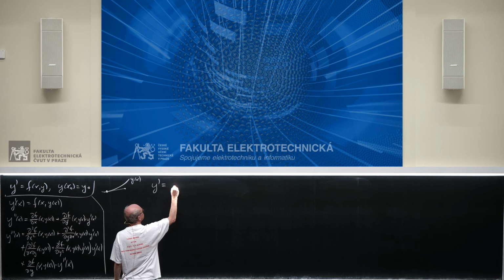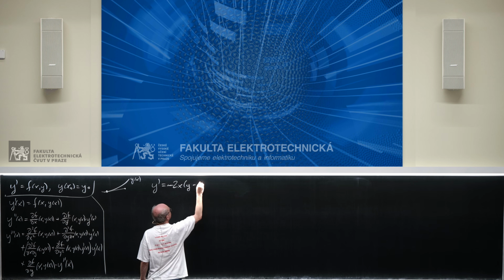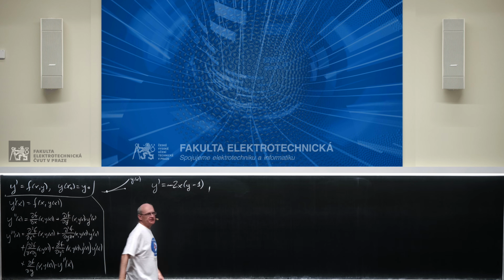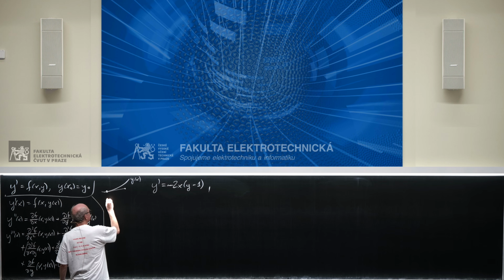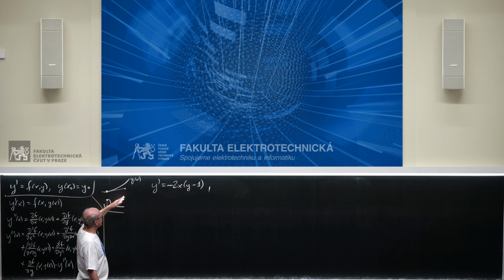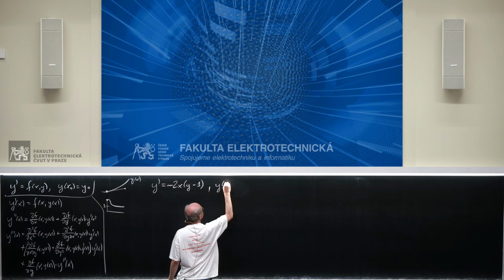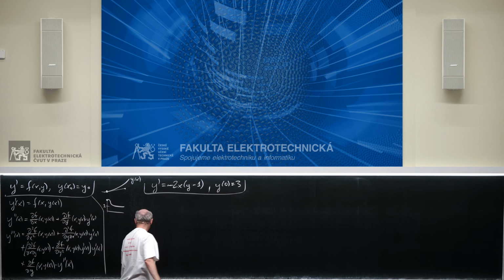y prime is equal to minus 2x, y minus 1. That's the differential equation which was causing mild troubles. If you remember, it has a solution which goes like that. There is an asymptote at 1, and Runge-Kutta methods tended to go away until we made the step size really small. And the initial condition was y at 0 is 3. So that's the initial value problem.